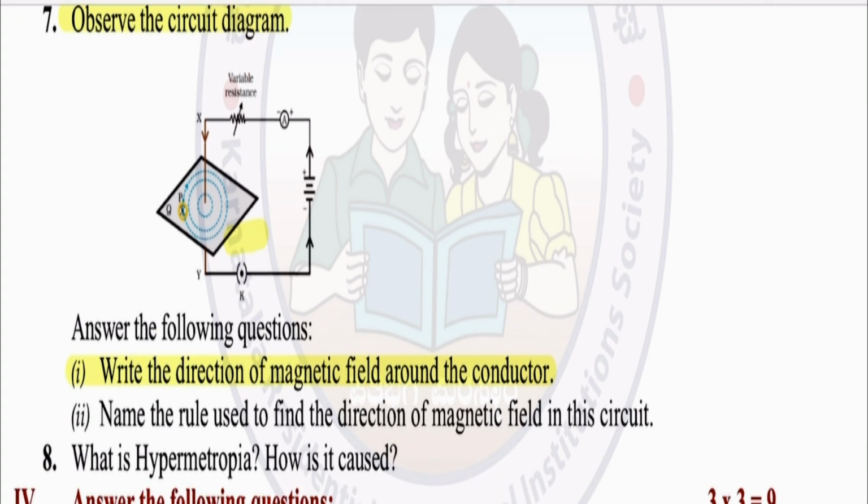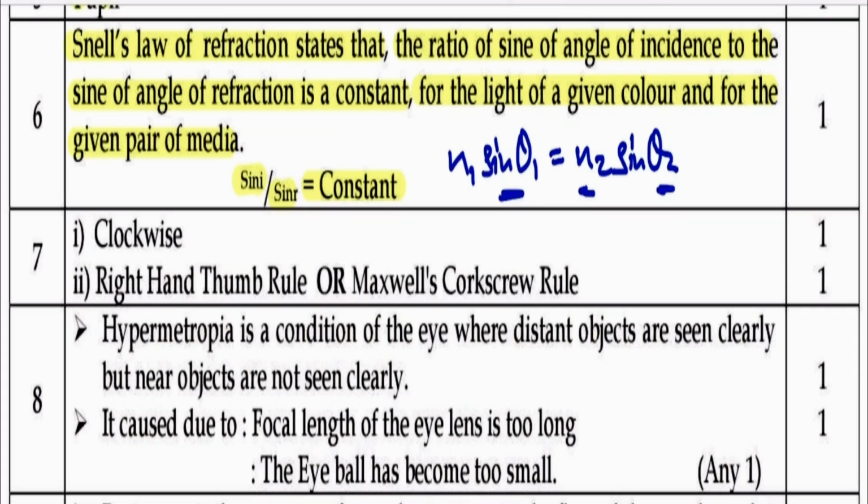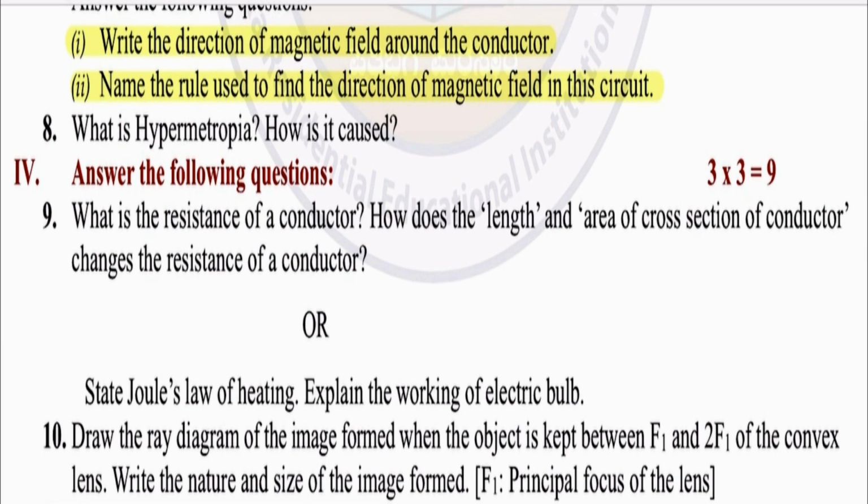And second question is, name the rule used to find the direction of magnetic field in the circuit. The rule used is right hand thumb rule. See, for first question it is clockwise and the second is right hand thumb rule or Maxwell's corkscrew rule. Let's go to question number 8.